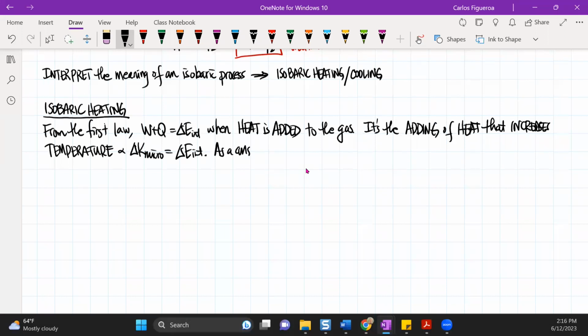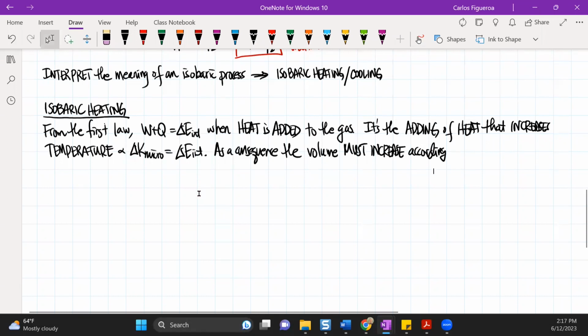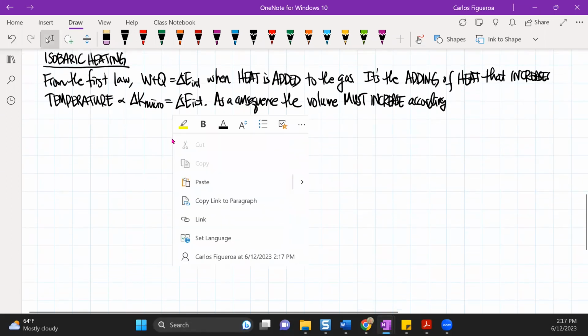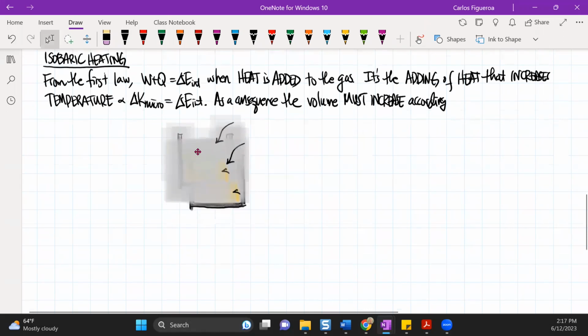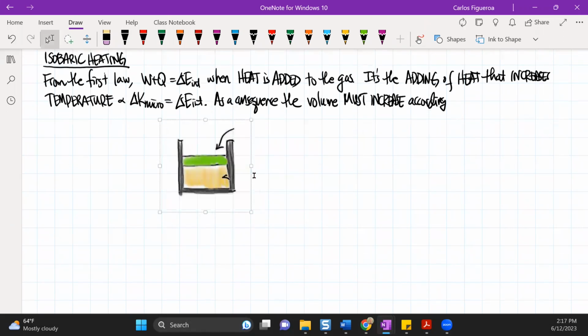As a consequence, the volume must increase accordingly. So picture-wise, what do I have here? I've already got the picture of the piston, so let's continue to use that piston picture here. So here's my piston. Okay, so what do I know about this piston here? Here's what I know.